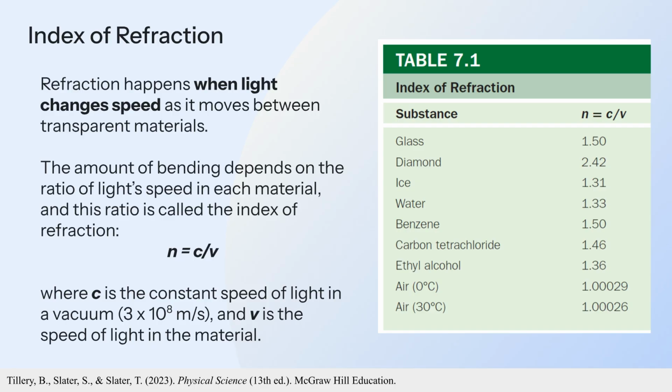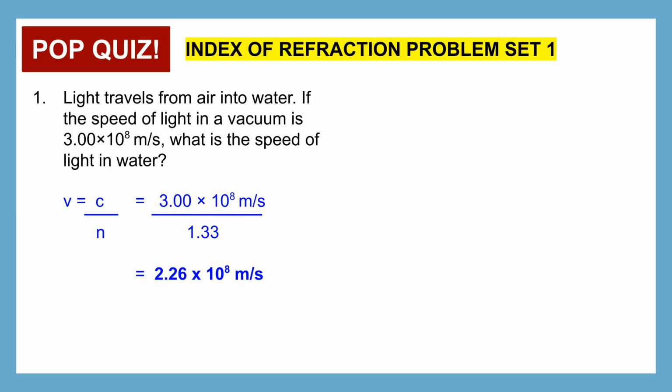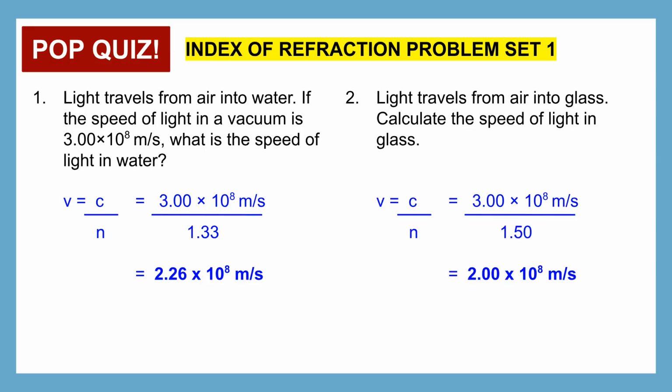Let us put this formula to work by solving a few practice problems for common substances. Let us put our formula into practice by calculating how fast light travels through water and glass. By rearranging our equation to velocity equals speed in a vacuum divided by the index, we can find the speed in any medium. We compare this to a vacuum, which is a space entirely empty of matter. For water, with an index of 1.33, the speed is 2.26 times 10 to the 8th meters per second. For glass, with an index of 1.50, light slows to 2.00 times 10 to the 8th meters per second.